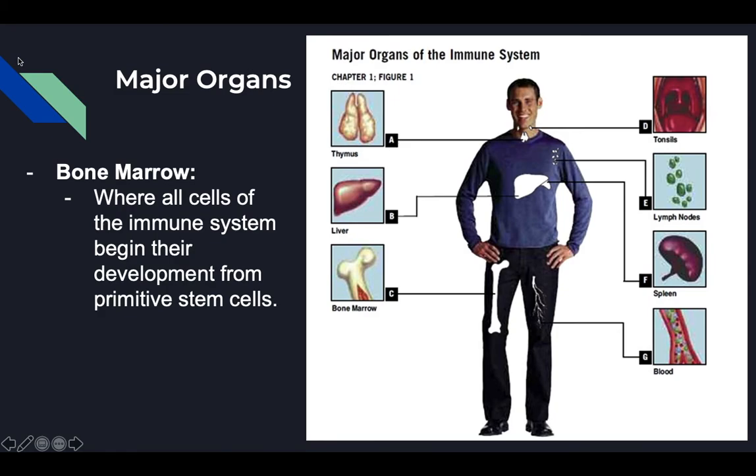Bone marrow is really important because it is what makes your blood, and that includes white blood cells. So the bone marrow is where all cells in the immune system will start their development from primitive stem cells. So this is where all cells within the immune system are essentially born.